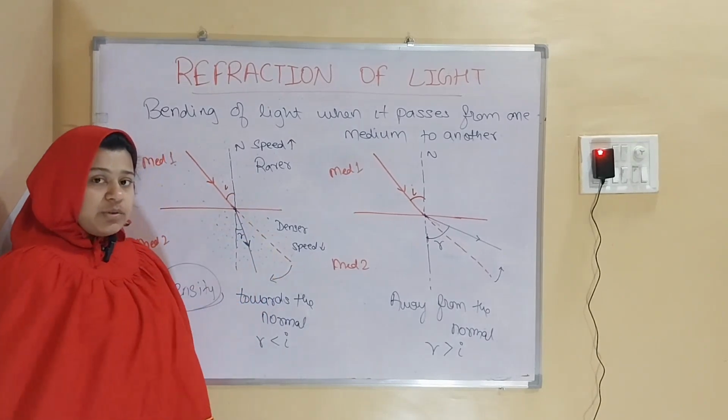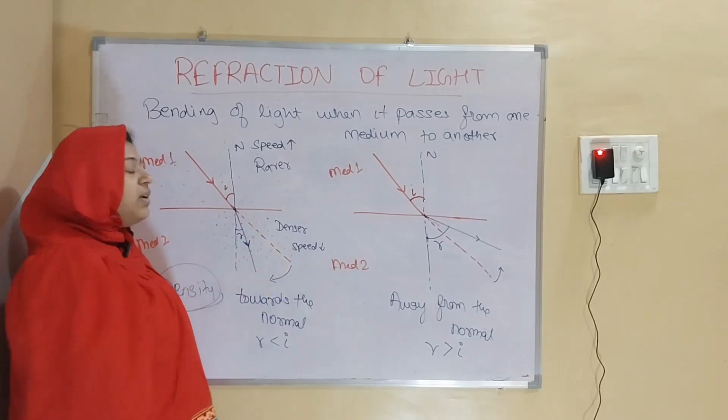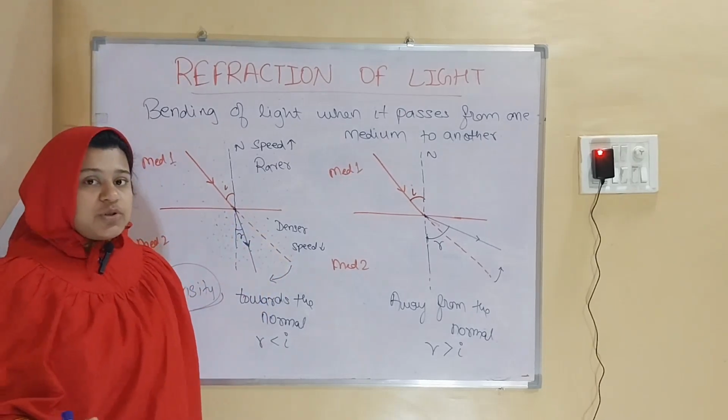इस speed के reduce होने की वजह से, इस speed के change होने की वजह से लाइट में बेंडिंग होती है, and it bends towards the normal और angle of refraction कम हो जाता है.